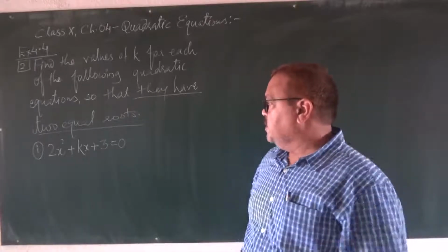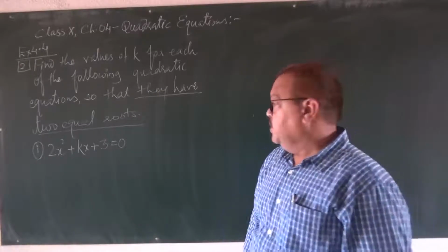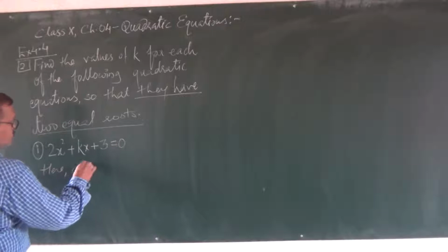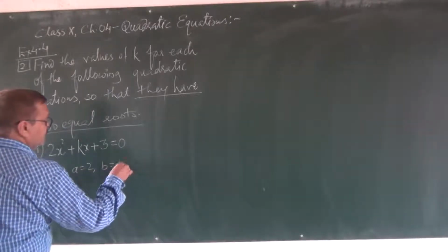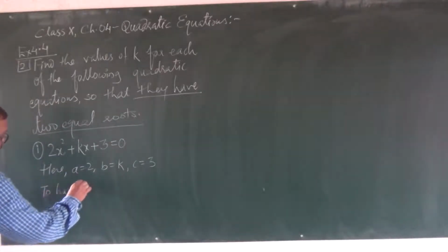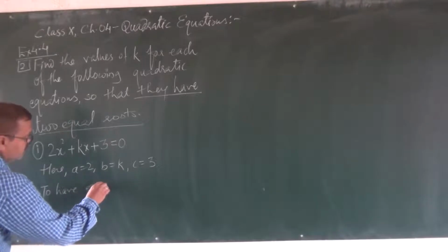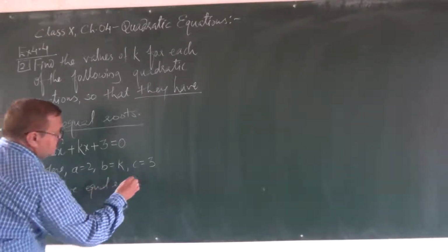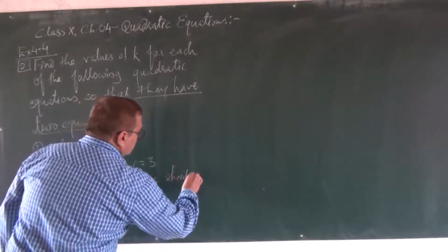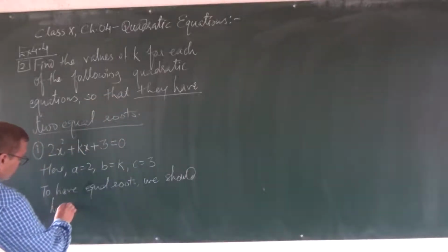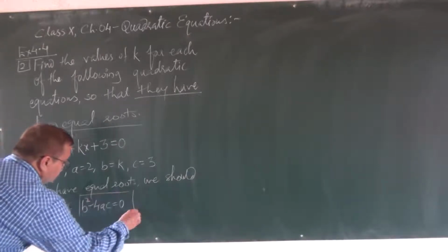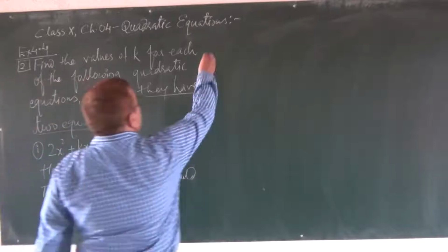First one, 2x square plus kx plus 3 is equal to 0. Okay, so you can write here a is 2, b is k and c is 3. To have equal roots, what is the condition we should have? We should have b square minus 4ac is equal to 0. This is the condition required. So let us solve here.